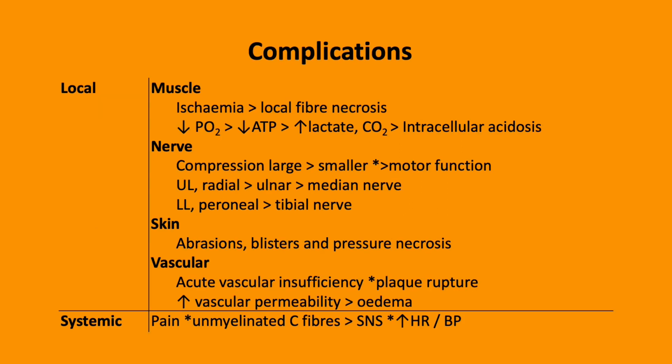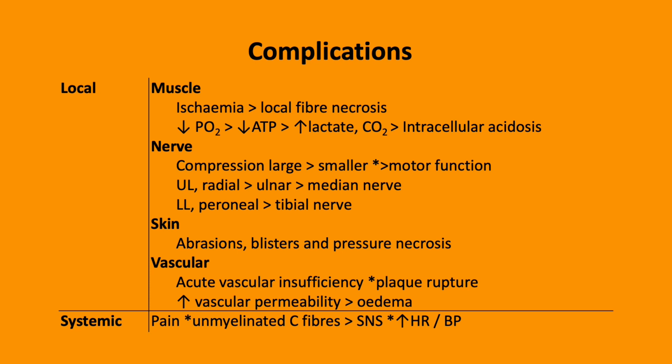Arterial tourniquet complications are due to ongoing compression of local structures. These can be split up into systemic and local effects. Systemic: pain via unmyelinated C-fiber activation leading to the activation of the sympathetic nervous system causing tachycardia, hypertension. Local effects are due to local structure compression.